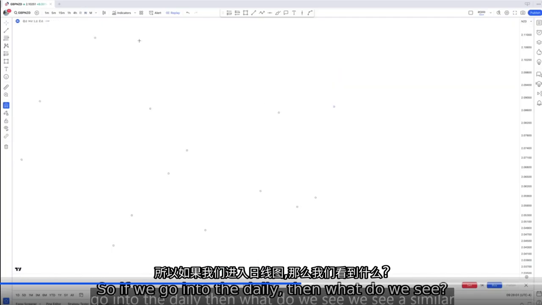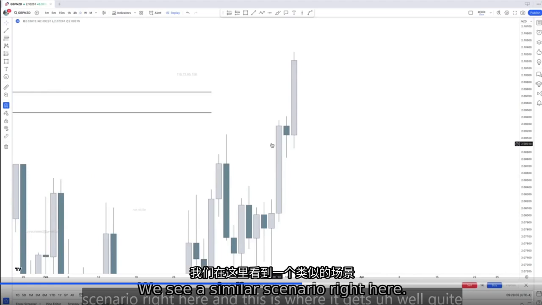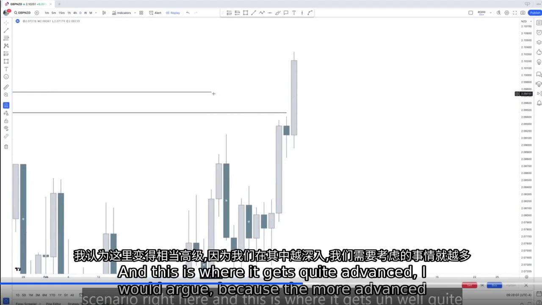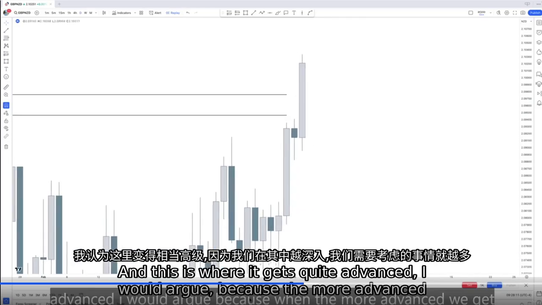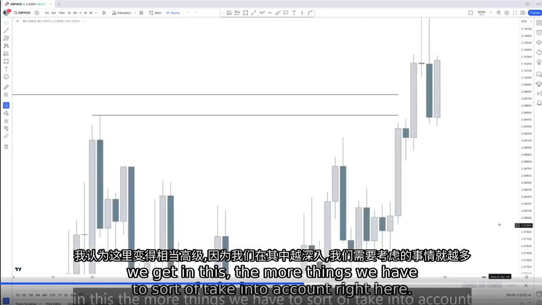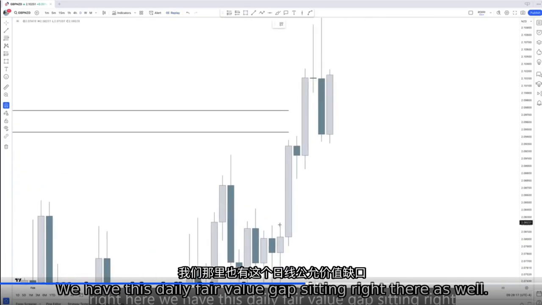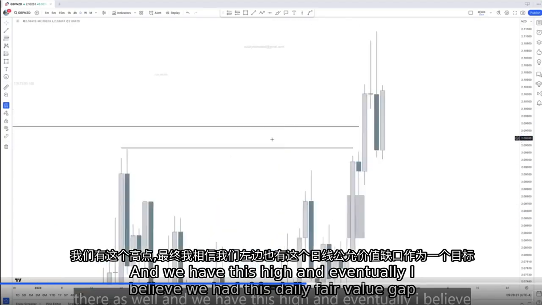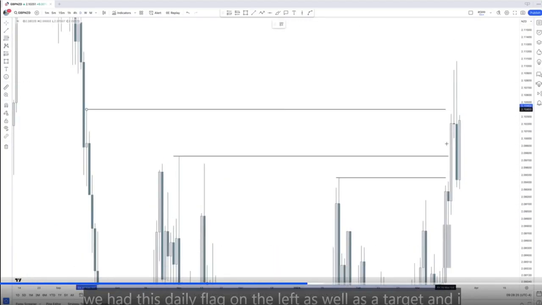So if we go into the daily, then what do we see? We see a similar scenario right here. And this is where it gets quite advanced, I would argue, because the more advanced we get in this, the more things we have to take into account. We have this daily fair value gap sitting right there as well, and we have this high. And eventually, I believe we had this daily fair value gap on the left as well as a target.